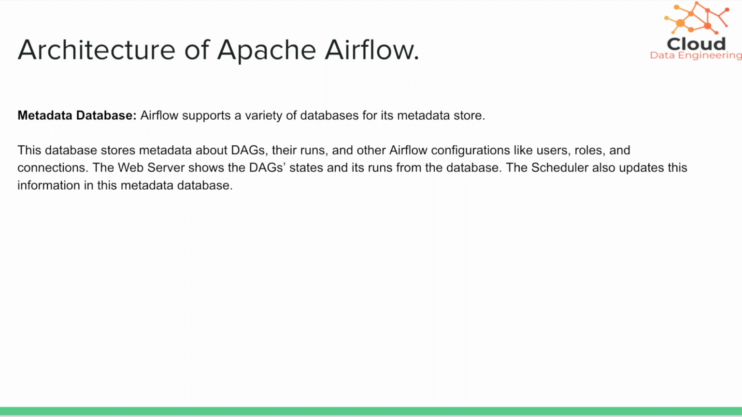Airflow supports a variety of databases for its Metastore. This database stores metadata about DAGs, their runs, and other Airflow configurations like users, roles, and connections. The web server shows the DAG states and runs from the database. The scheduler also updates the information into the metadata database. Okay, this section pretty much covers the high-level architecture of Apache Airflow. It includes four main components like we discussed before, that is scheduler, web server, executor, and metadata store.